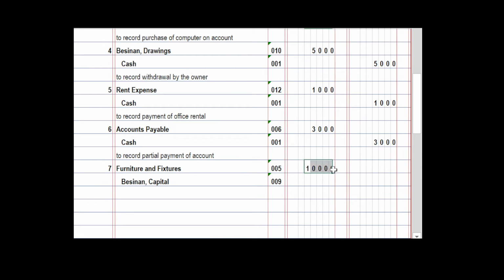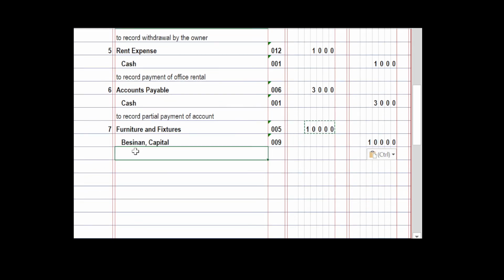Okay. Make sure na hindi kayo magkakamali dito sa mga amounts. Kasi, pag nagkamali kayo, mali na yan sa mga susunod na steps natin. So, again, to record investment by the owner. Pwede nang ganyan. By the owner.